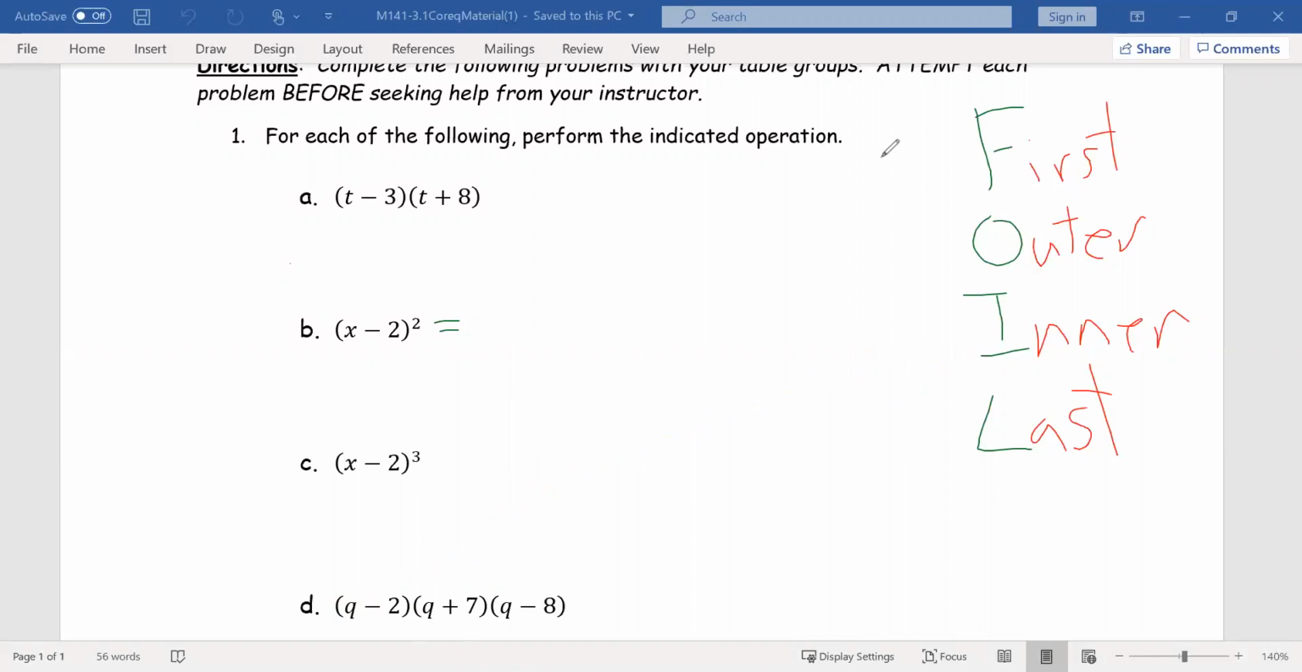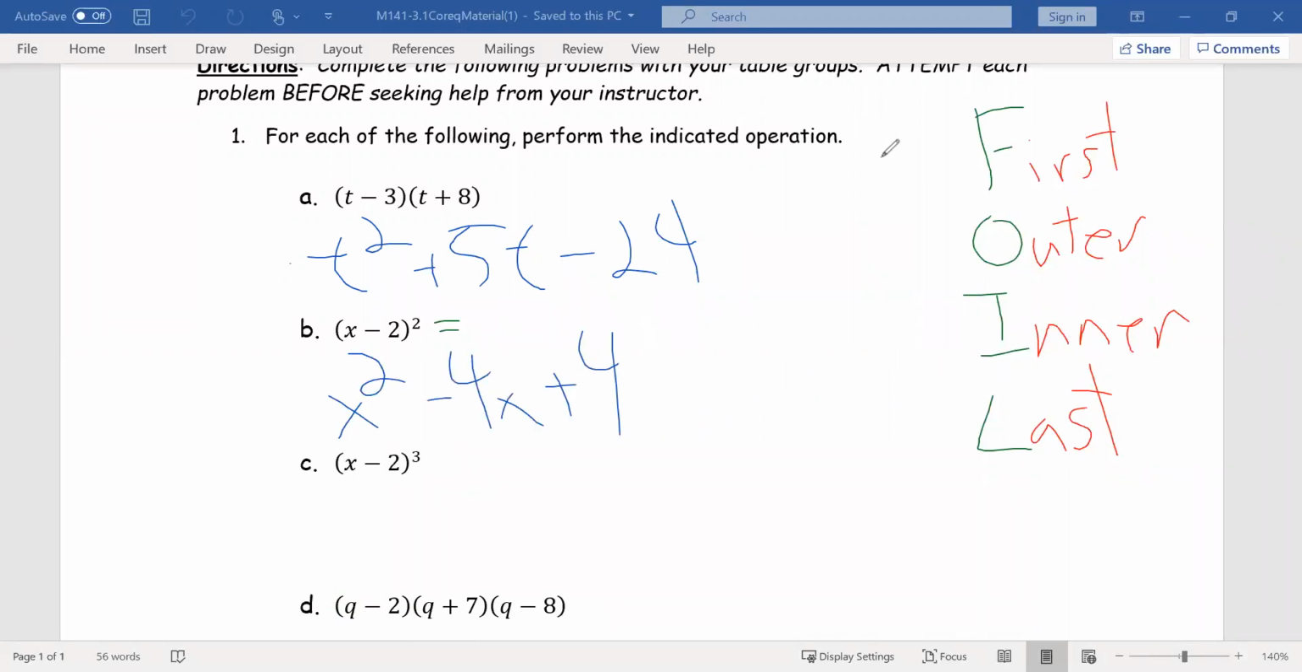with all of these. For the first one up here, we had t squared plus 5t minus 24. The second one gave us x squared minus 4x plus 4. For part C, I'm not going to write the whole answer, but I will tell you that it would start with x cubed, and there'd be some stuff added to it. And for the fourth one, we're not going to go all the way through it, but it would start with q cubed plus some stuff.